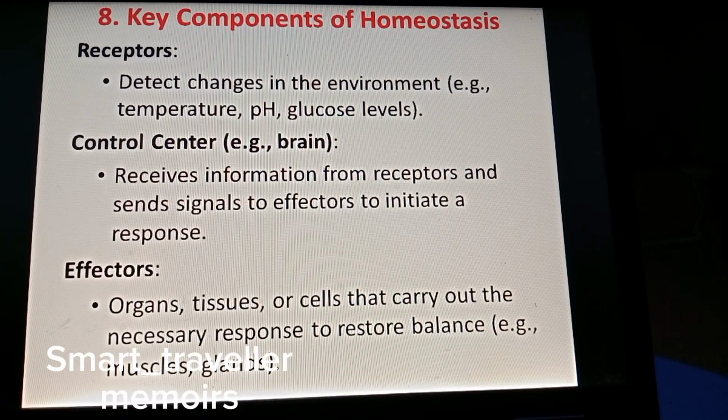Key components of homeostasis. Receptors: these detect changes in the environment, e.g. temperature, pH, glucose levels. Control center, the brain: receives information from receptors and sends signals to effectors to initiate a response. Effectors: organs, tissues, or cells that carry out the necessary response to restore balance, e.g. muscles or glands. So the key components are three: receptors, control center, and effectors.